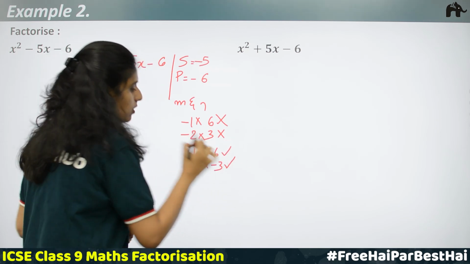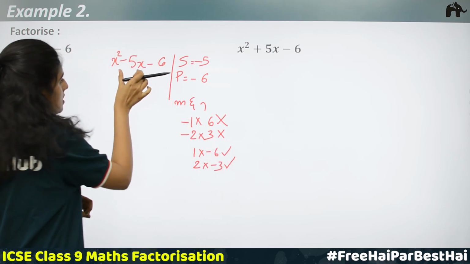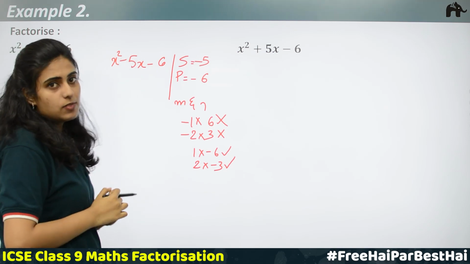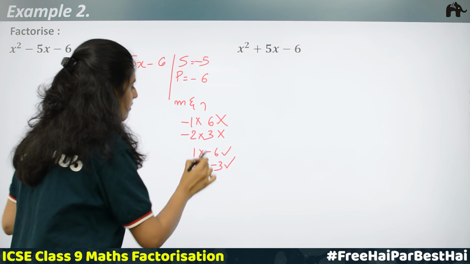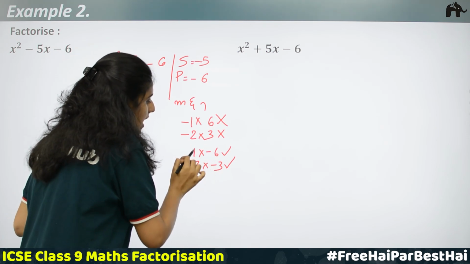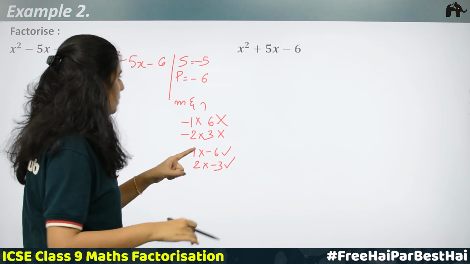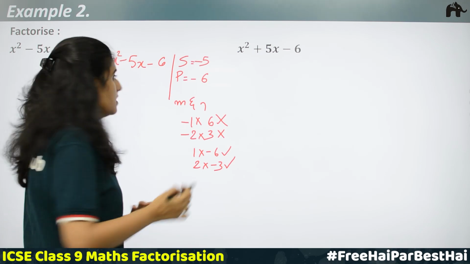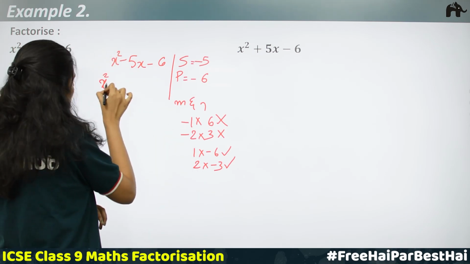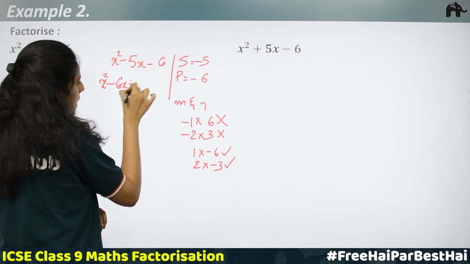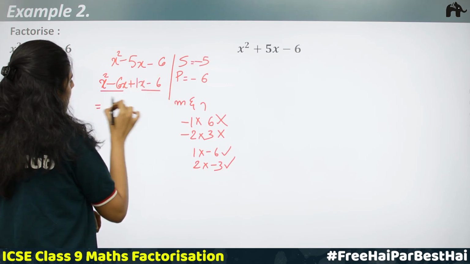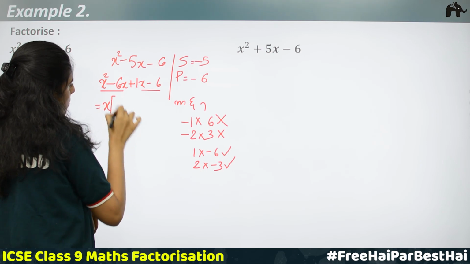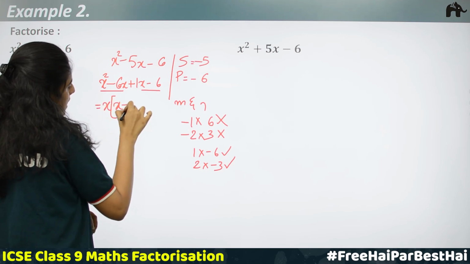Now, from this we are going to choose which is used to take the middle term splitting. Okay, we need to get minus 5. Sum should be minus 5. When you take minus 6 and 1, minus 6 plus 1, you will be getting minus 5. Yes, so this is x square minus 6x plus 1x minus 6, which is equal to, now grouping, here you get x as common, remaining x minus 6.